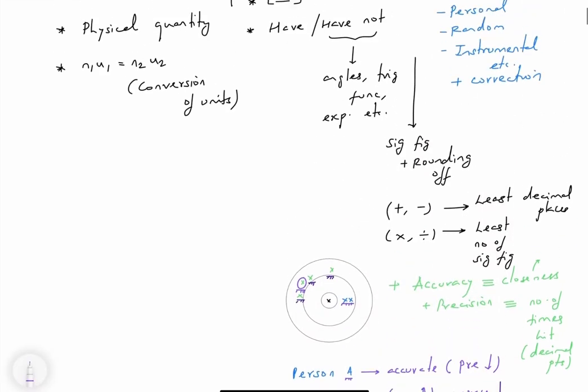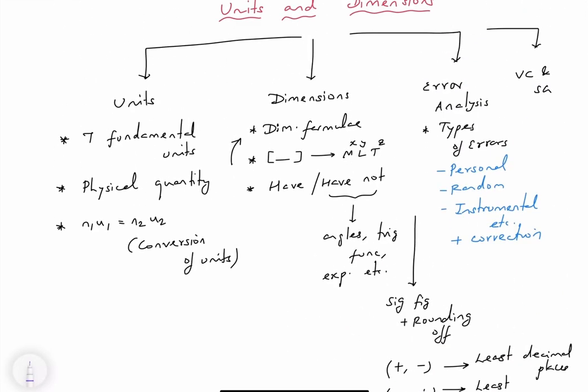Slowly, when we do problems, you'll understand types of errors. Then you also have average error, mean errors, and all that: average, mean, absolute, relative, plus percentage error.